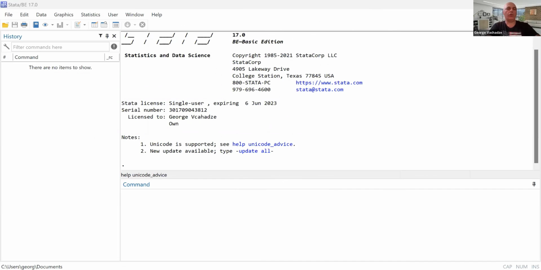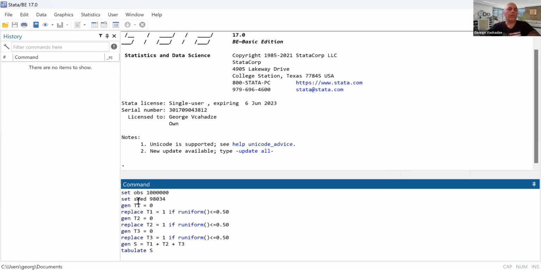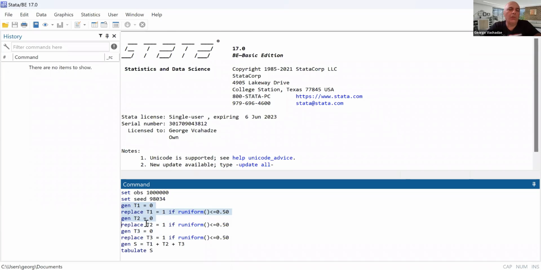Okay, on the screen you should be able to see Stata now. So we rely on the following program. We set up space for 1 million observations, 1 million simulated data points, and we simulate 3 different random numbers, T1, T2, and T3. T1 is whether in toss 1 we get 1 or 0.